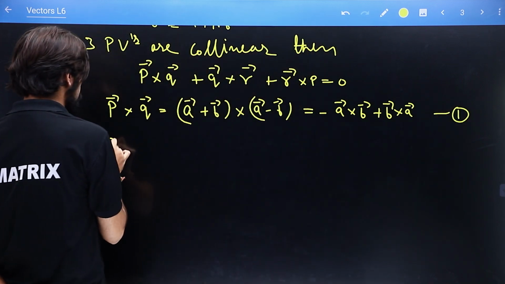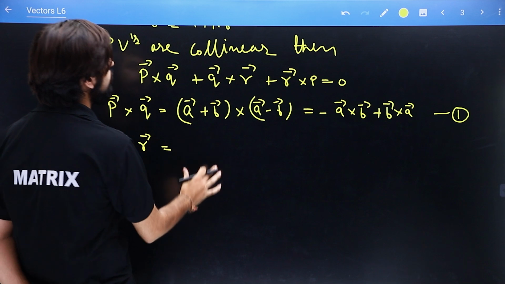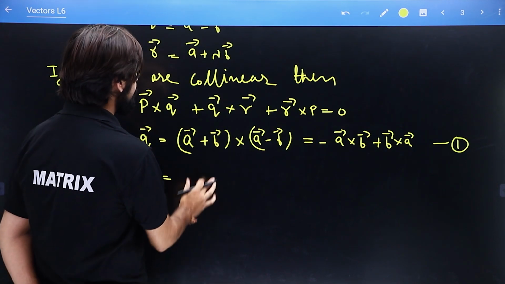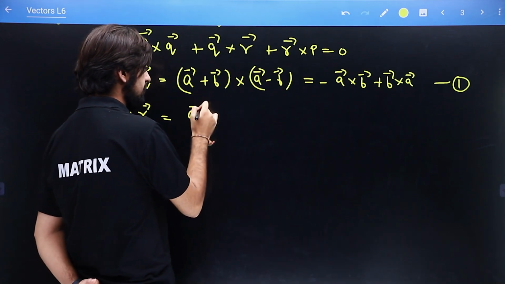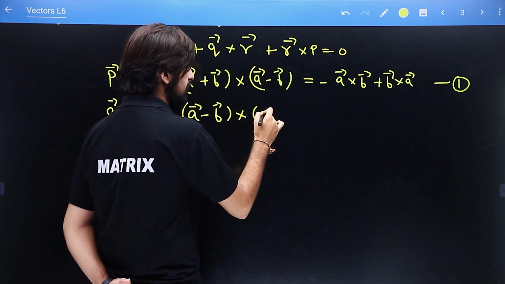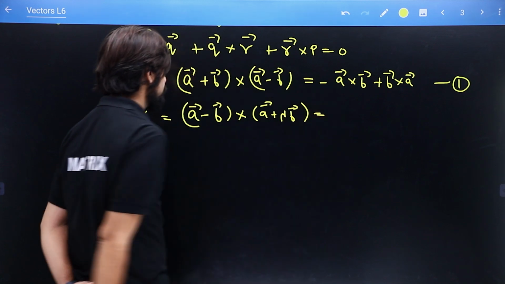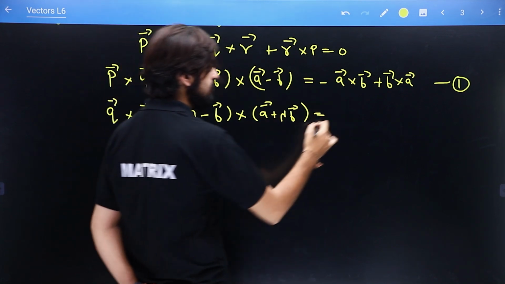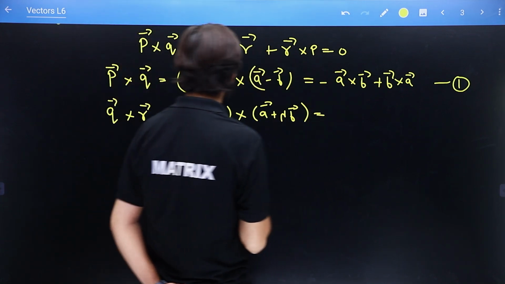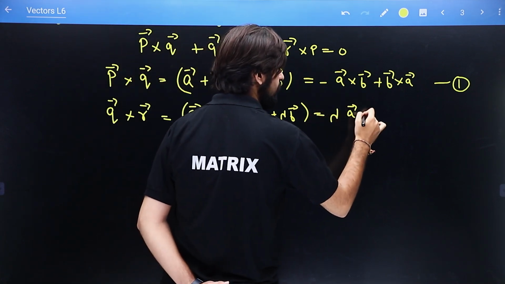Then Q cross R. Okay, so we can write Q cross R. What is R? A plus lambda B. So A minus B cross A plus lambda B. So first we are going to use the cross with A. So A cross A is again 0. And then A cross lambda B. So lambda will be outside. This will be lambda A cross B.